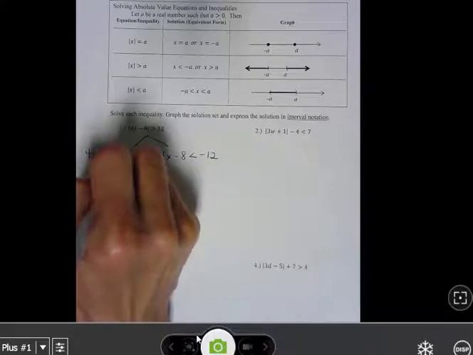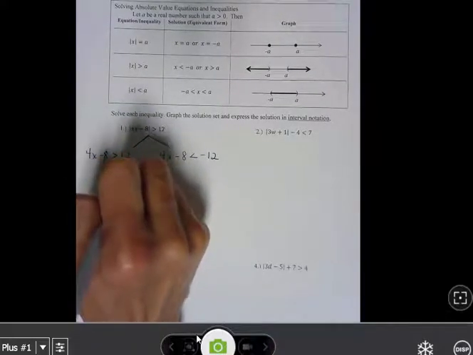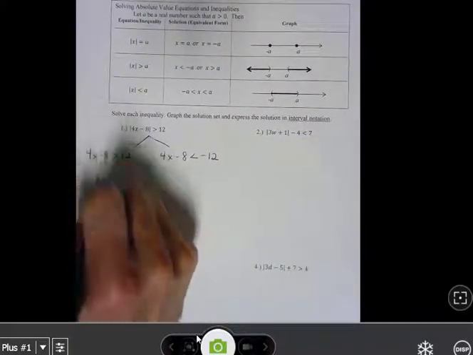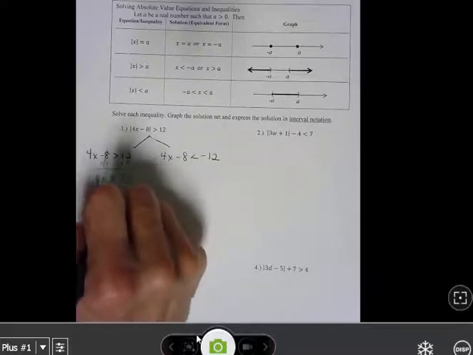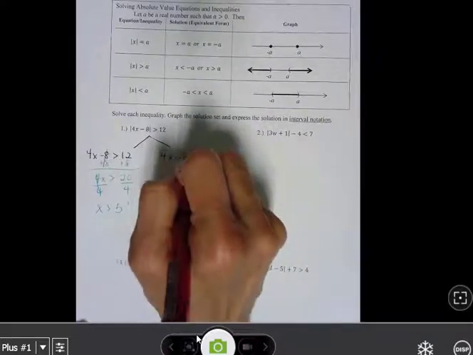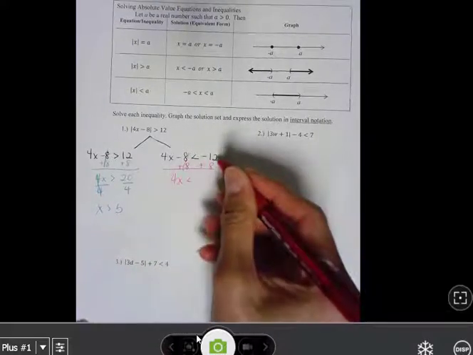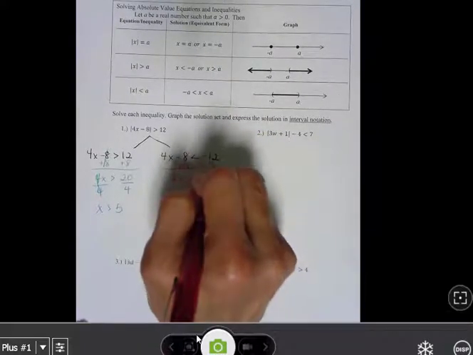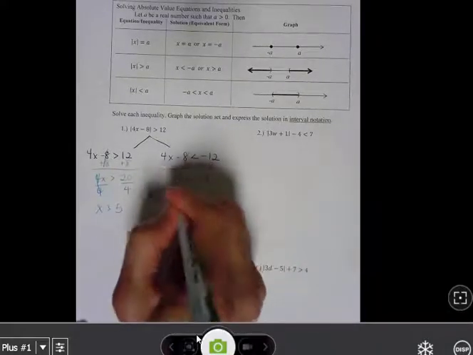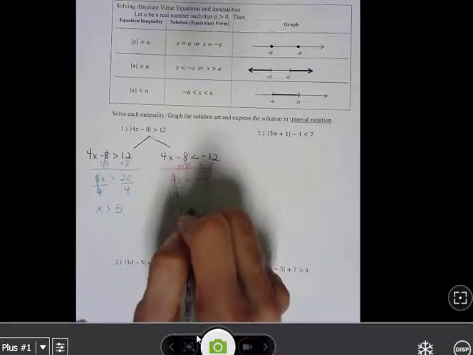We go through our inverse operations, and we have 4x is greater than 20. Then we'll divide by 4, and so we have that x is greater than 5. On the other side, we're going to add 8 to both sides, but this time I have a -12 and a +8. Then we'll divide each side by 4, and so I have x is less than -1.